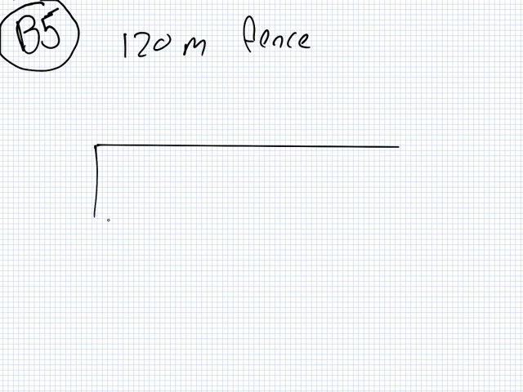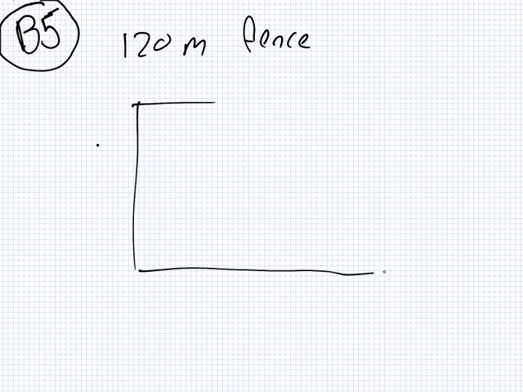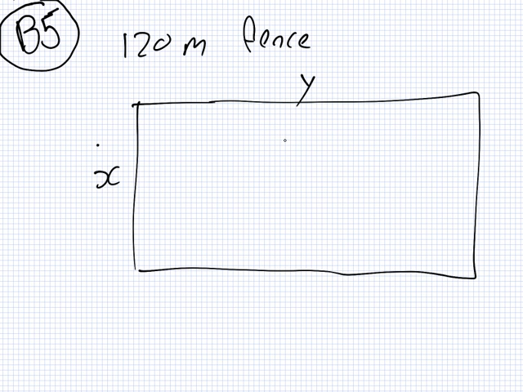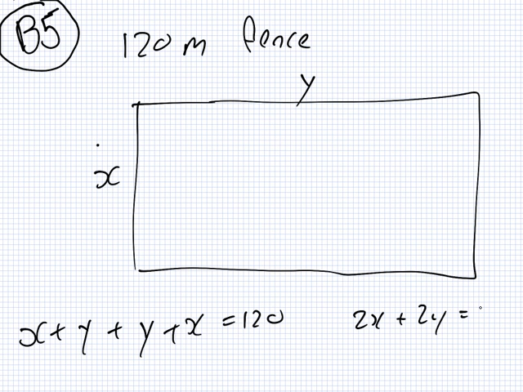Okay, gotcha. So the pen has length x. X is actually on the left side. It really doesn't matter. If it makes you feel better, then okay. Like this? Yeah. This is x. We'll call this side y. And what we know is x plus y plus y plus x equals 120. So 2x plus 2y equals 120.